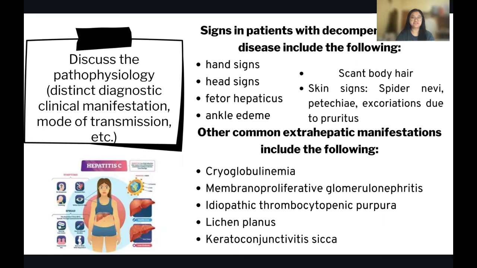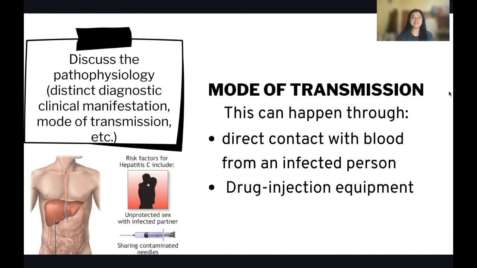Moreover, the signs in patients with decompensated liver disease include hand signs, head signs, fetor hepaticus, ankle edema, scant body hair, and skin signs such as spider nevi, petechiae, and excoriations due to pruritus. Other common extrahepatic manifestations include cryoglobulinemia, membranoproliferative glomerulonephritis, idiopathic thrombocytopenic purpura, lichen planus, and keratoconjunctivitis sicca.